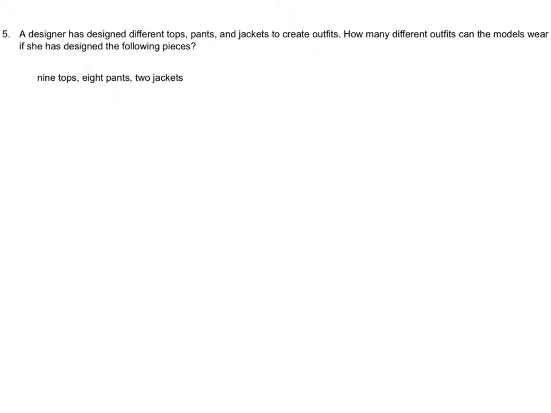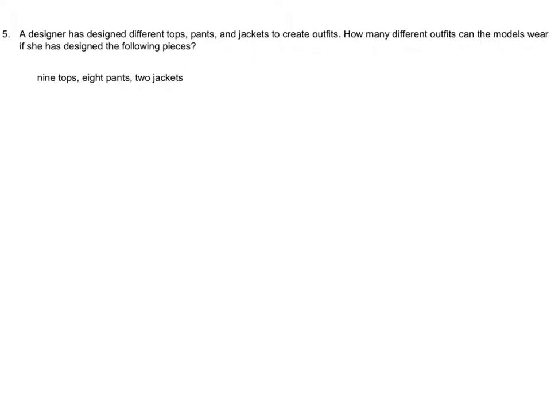A designer has designed different tops, pants, and jackets to create outfits. How many different outfits can the models wear if she has designed the following pieces? 9 tops, 8 pants, 2 jackets. We're going to solve this problem just by visualizing a tree diagram. We're not going to draw or list anything. We can just visualize it, and that will help us get to our answer.